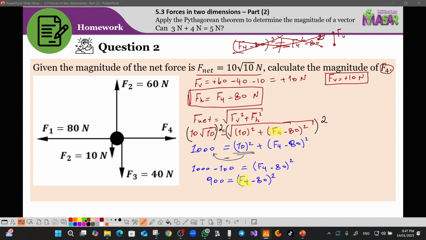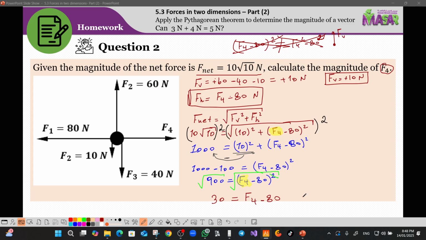So first, you should remove the square. And the only way to remove the square is by applying the square root to both sides. So square root here, square root there. The square root will destroy the square, they cancel out. And what is left is the square root of 900, which is 30, equal to the square root of this term, which is F4 minus 80.